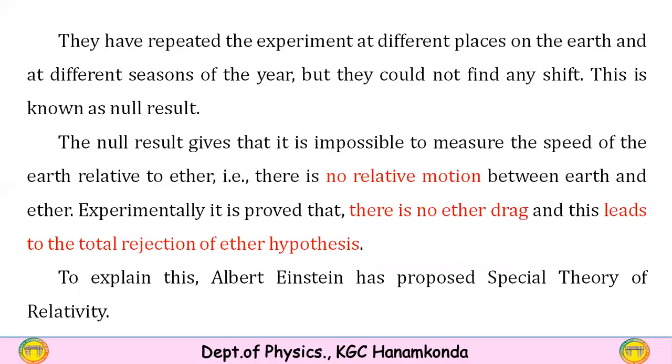They repeated this experiment at different places on the earth at different seasons of the year, but they could not find any shift. This is known as the null result. This null result shows that it is impossible to measure the speed of the earth relative to ether. There is no relative motion between ether and earth. Experimentally, it is proved that there is no ether drag at all, and this leads to the total rejection of the ether hypothesis made by Christian Huygens.